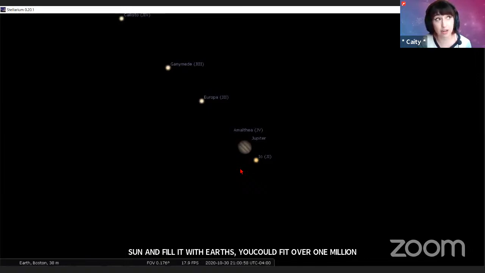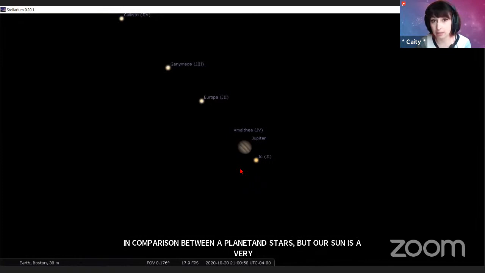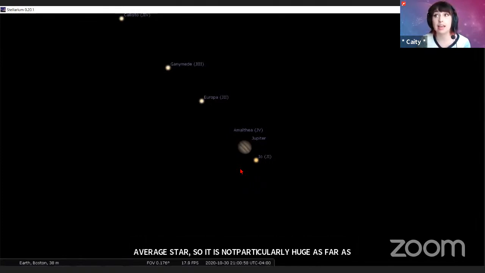But our sun is a very average star. So it's not particularly huge as far as stars go. It's also not very small. It's just right in the middle there. So there are stars that could fit, you know, hundreds of our suns into it. They're much, much bigger. There are also stars that are a lot smaller. So there's a really big range, depending on what kind of star you're talking about.